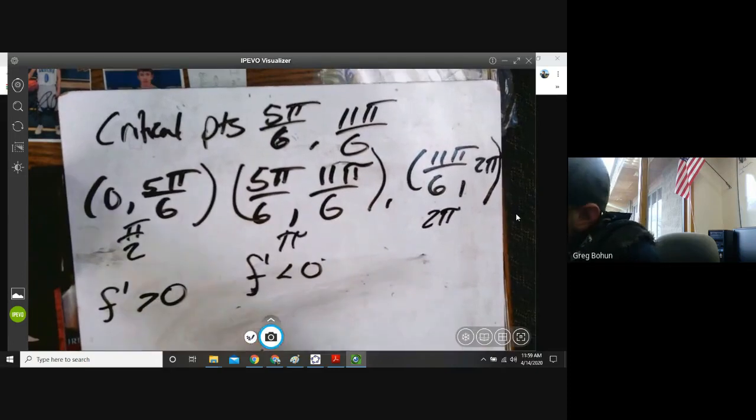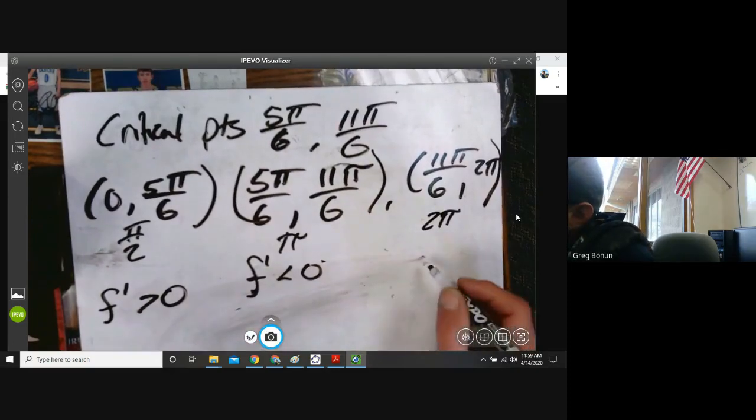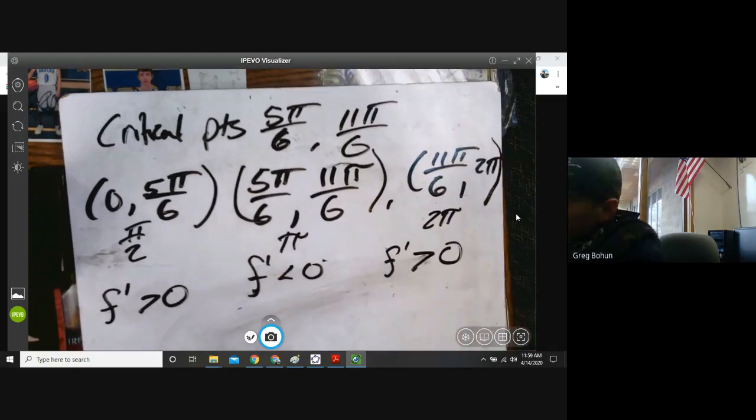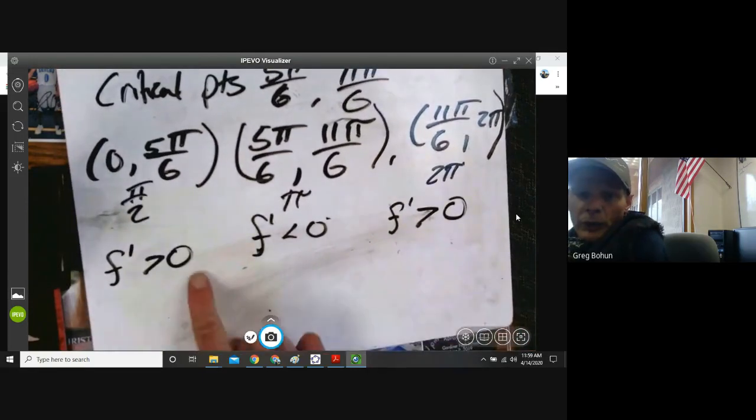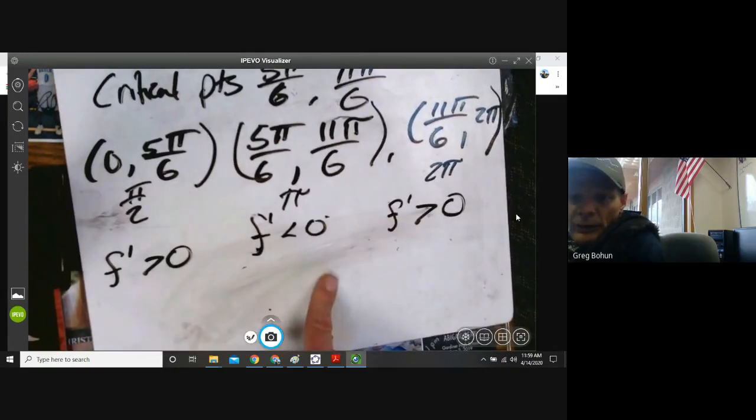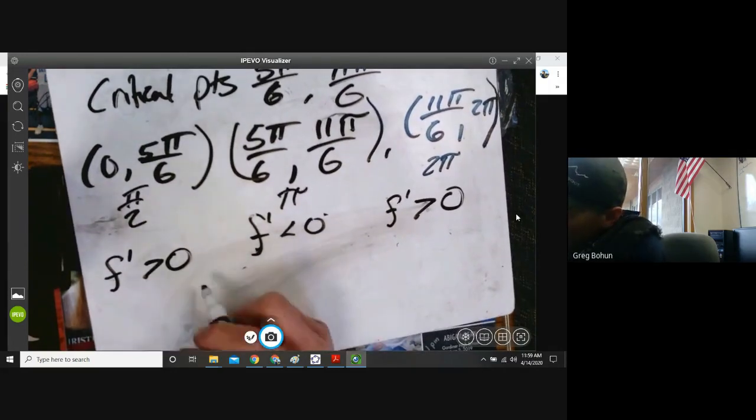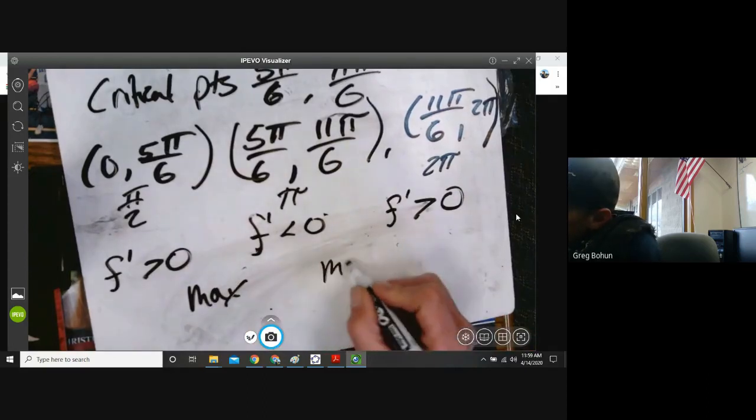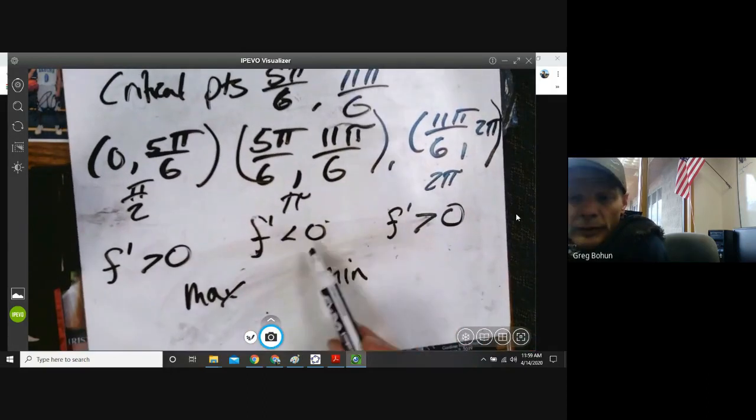And lastly, at 2 pi, cosine of 2 pi is 1 plus the square root of 3 times the sine of 2 pi, which is 0. So we are positive on that interval. So at 5 pi over 6, to the left we are increasing, to the right we are decreasing, so we must have a max at 5 pi over 6, and we must have a minimum at 11 pi over 6 since we are decreasing to the left of it and increasing to the right.